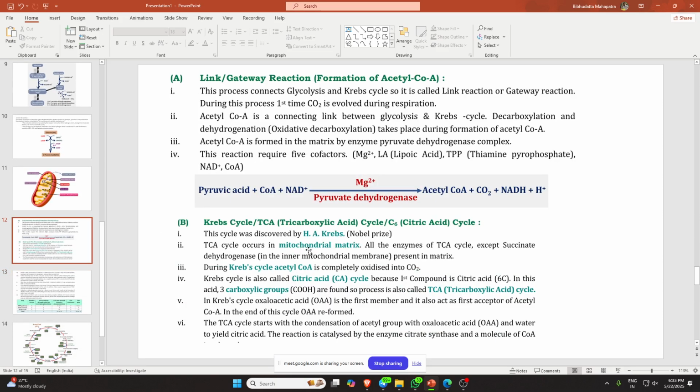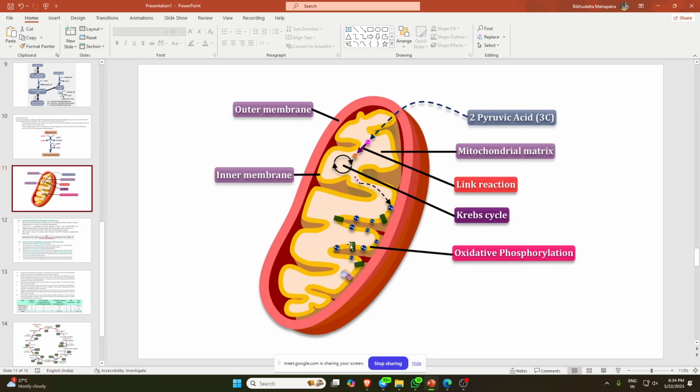Now this cycle was discovered by Krebs. This tricarboxylic acid cycle occurs in the mitochondrial matrix. Where is the location? Remember, mitochondrial matrix. All the enzymes of the TCA cycle are in the matrix except succinate dehydrogenase, which, as I have already said before, is in the inner mitochondrial membrane. This is a membrane bound enzyme, and the rest are all in the matrix.